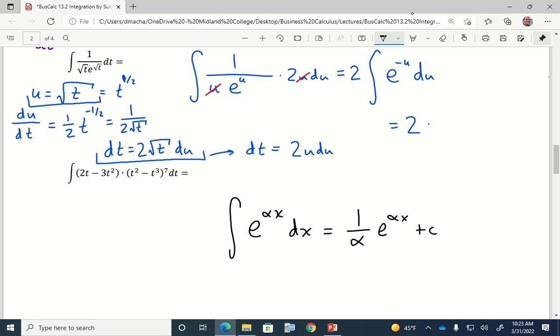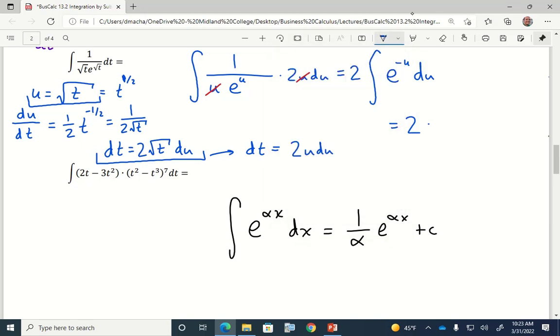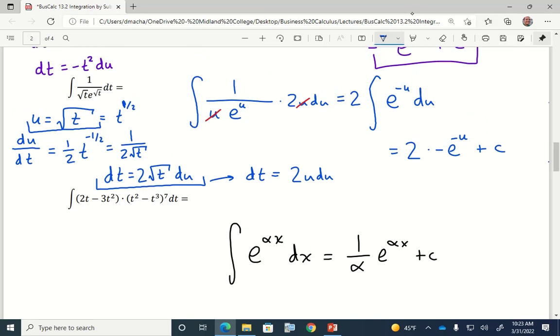So 1 divided by negative 1 would just be negative 1. So my real answer is going to be negative 1 times e to the power negative u. Yeah, so negative e to the negative u plus c. Okay, so now making that reverse substitution where u is just square root t, this is going to be negative 2 e to the power negative square root t plus c.